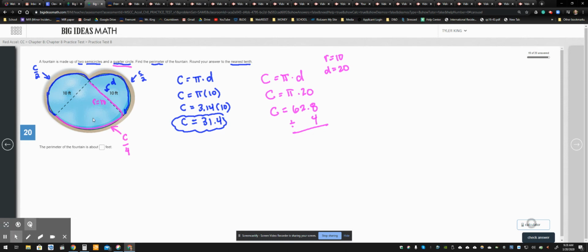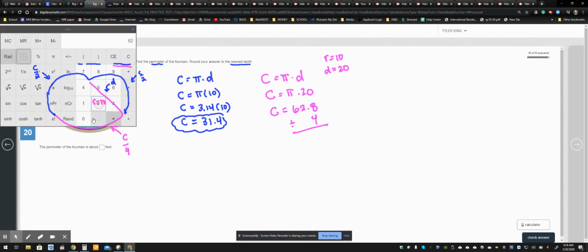Grabbing our calculator, we're going to see that 62.8 divided by 4 is going to be equal to 15.7. So we have 15.7 for just this curved piece out here. So when we're doing this, we're going to find the perimeter by adding this 31.4 and this 15.7 together. So our answer is going to end up being 31.4 plus 15.7.